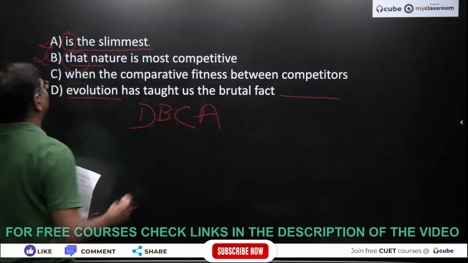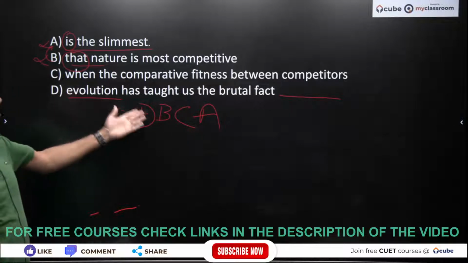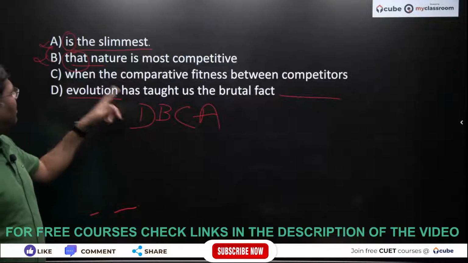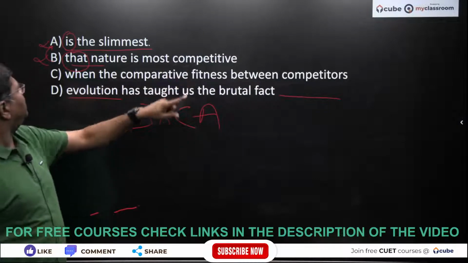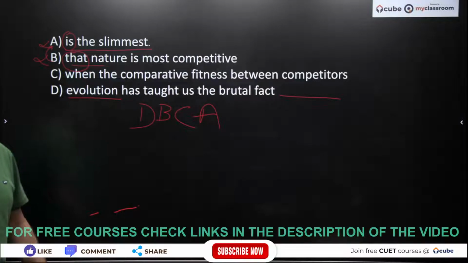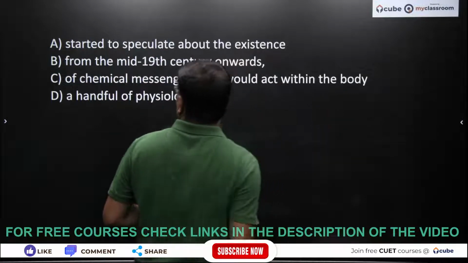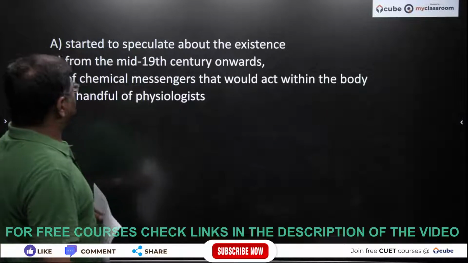You can read it now. It says here, evolution has taught us the brutal fact that nature is most competitive when the comparative fitness between competitors is the slimmest. So this becomes the right sequence. Very, very easy. These questions are very easy. You can finish all these questions in a very short amount of time. So we have the next question now.